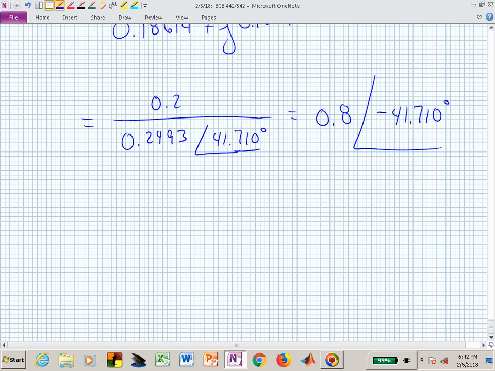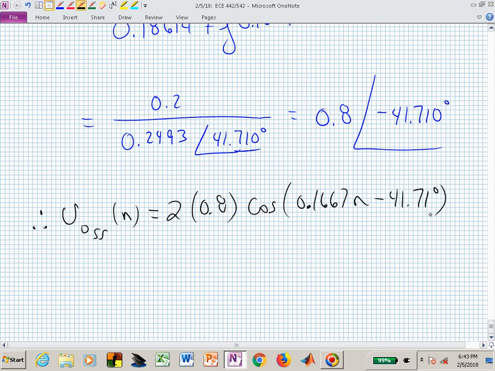Now we know how our amplitude has changed. It's reduced by 80%, and our phase shift in degrees is now 41 degrees. Or for the discrete time sinusoidal steady state, we now have 2 times 0.8 cosine 0.1667 n minus 41.71 degrees.